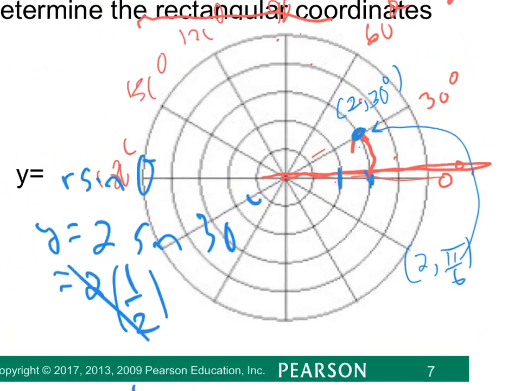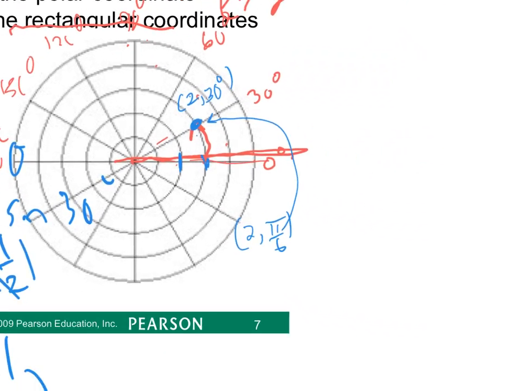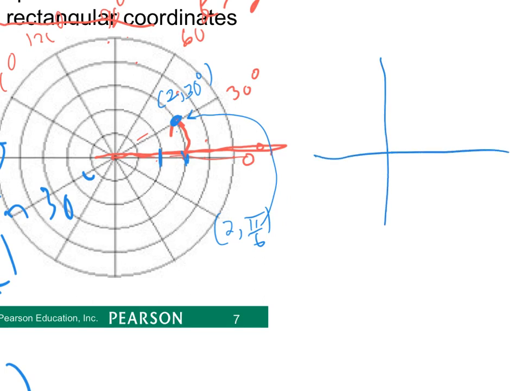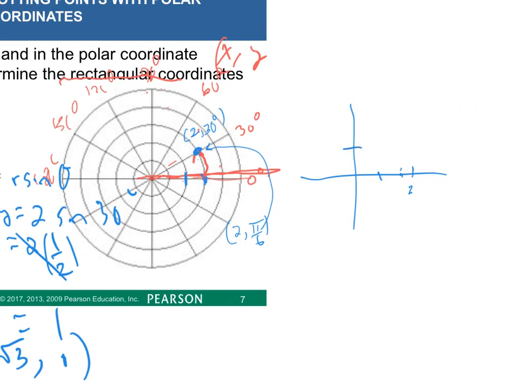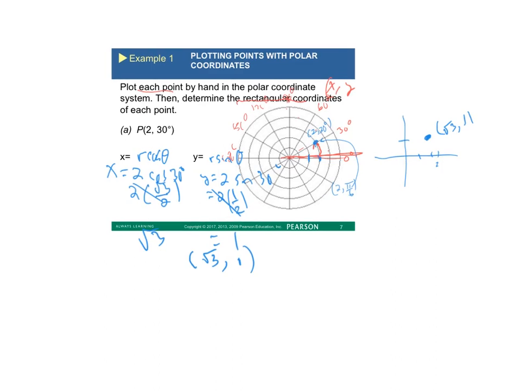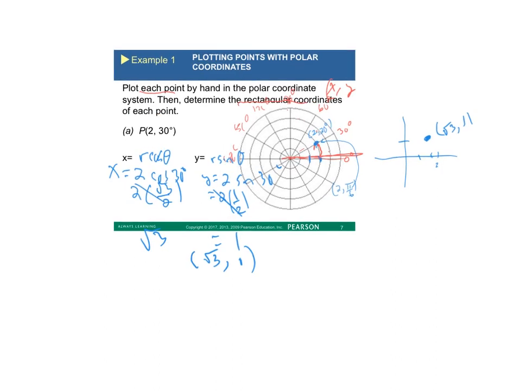And on the xy plane, you'd have to compare it. Square root of 3 is bigger than 1, but less than 2. So it's 1.7 something in here. And the y was a 1, so it's going up to 1. So there it is. There's square root of 3, comma 1 in rectangular. Looks very similar to the point here in polar. It does in this case. Okay, thoughts, questions? You got this.